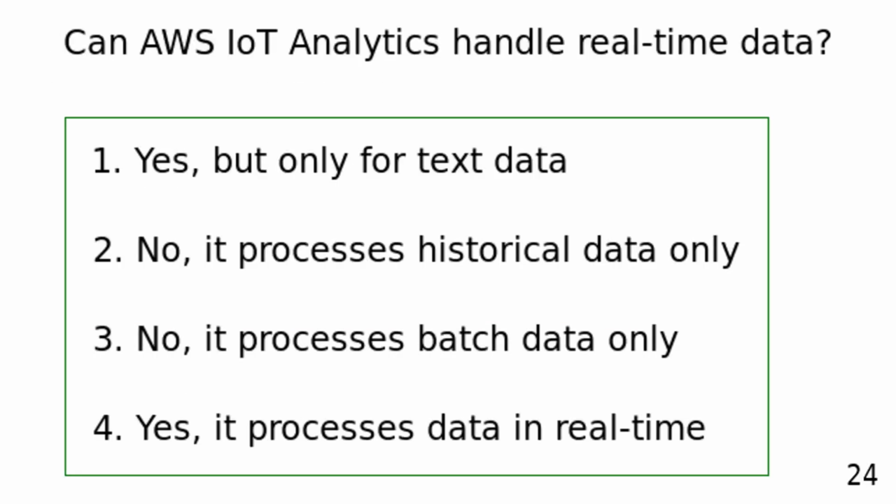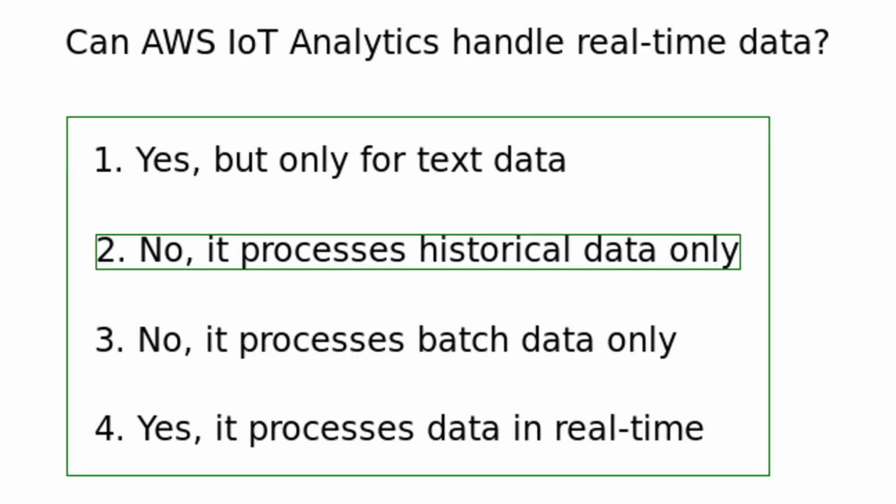Can AWS IoT Analytics handle real-time data? Yes, but only for text data. No, it processes historical data only. No, it processes batch data only. Yes, it processes data in real time. AWS IoT Analytics processes historical data, not real-time data.